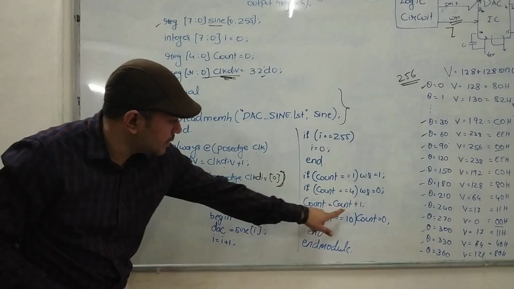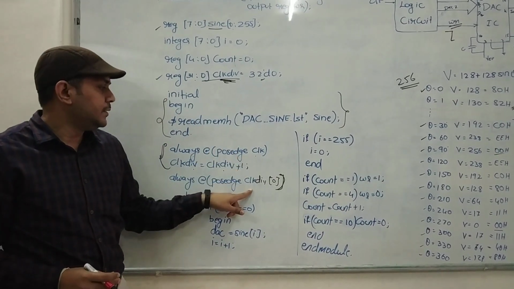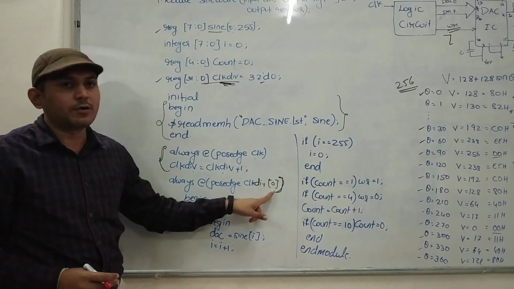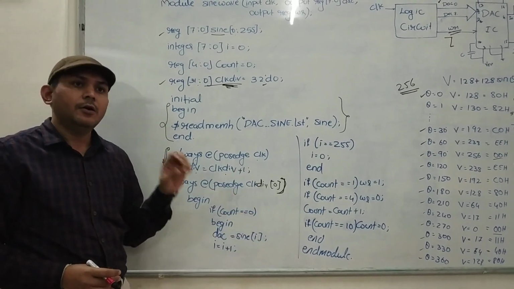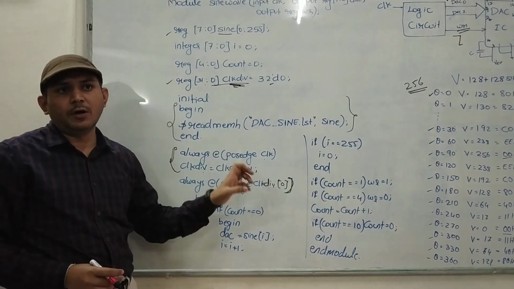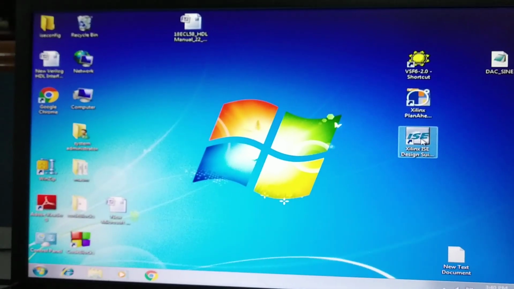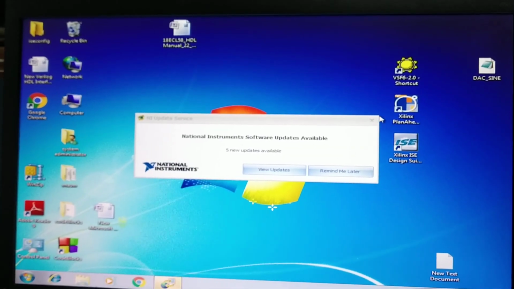For every 2 clock pulses we are counting, so it reduces the frequency. Earlier it was directly for the positive edge of the clock. Now it is not; now it is the positive edge of clock_div. So when I count every 2 clock pulses, obviously the frequency will get reduced to half. That is the idea. Okay, pause it. Let's see the demonstration of the sine wave.